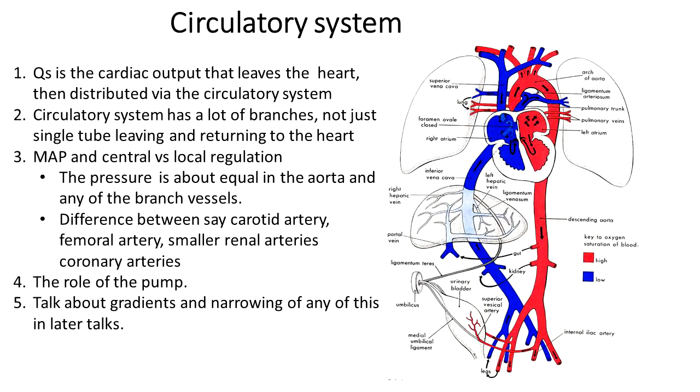So I like to put up a diagram, just to at least start thinking of the pump in the circulatory system. QS is the cardiac output that leaves the heart, and that's distributed via the circulatory system. There are a lot of branches. It's not just a single tube that's leaving the heart and returning to the heart. You've got branches. So this takes a little thought. I always have to think about this.